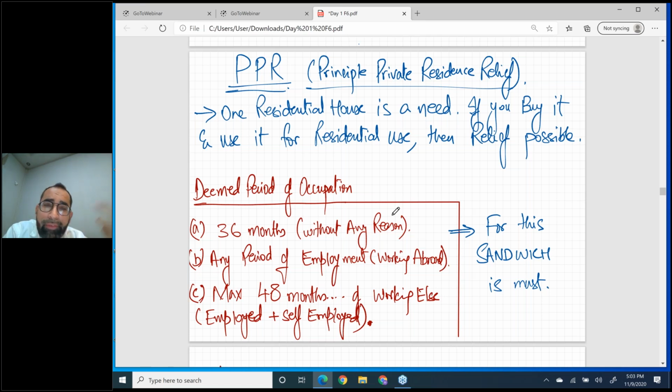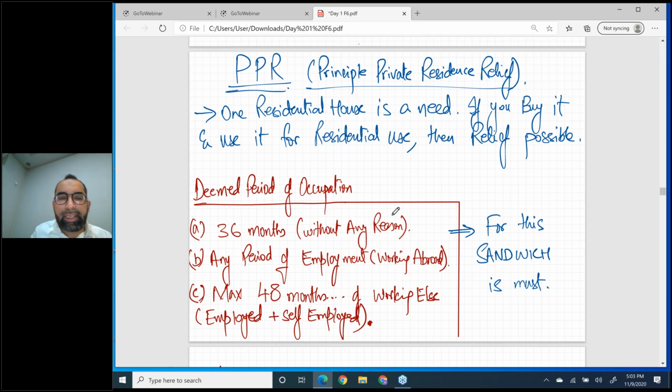We are human beings, we have to leave our house. Let us say we have to go for vacations, for a marriage or our cousin's wedding, or for a job in another country. These are human requirements. So what the government has said is, if you leave your house for A, B, C, still you will get the relief.